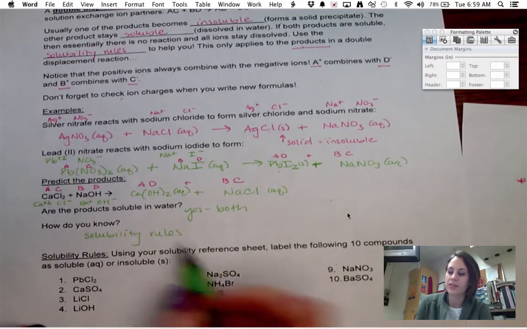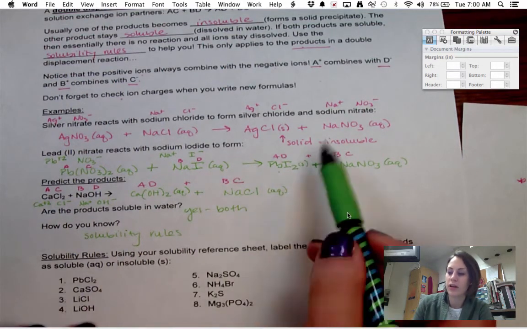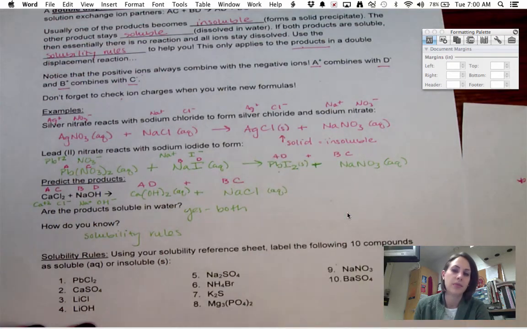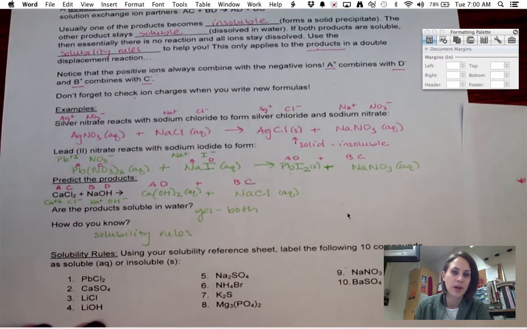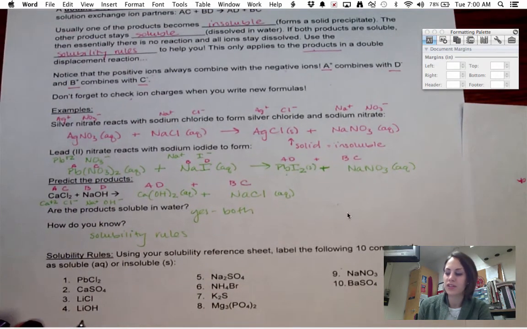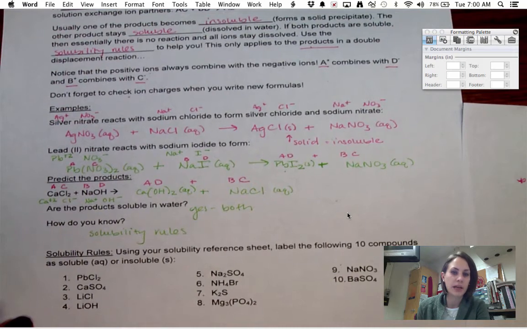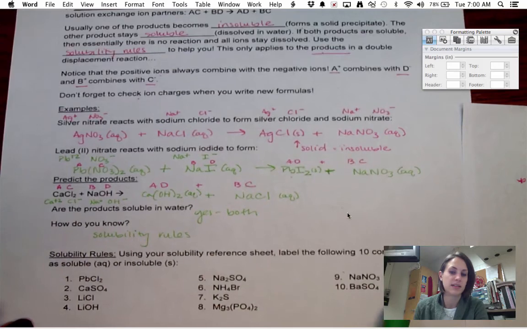Okay, so you might run across a reaction like this every now and then. Most of the time, though, you'll end up with a solid precipitate that forms. Okay, so go ahead and try these just on the bottom. These are just formulas for compounds. Pretend they're products that show up in double displacement reactions, and just use your solubility rules and find out if they're going to be soluble or insoluble. And you can just go ahead and write that in parentheses next to it.